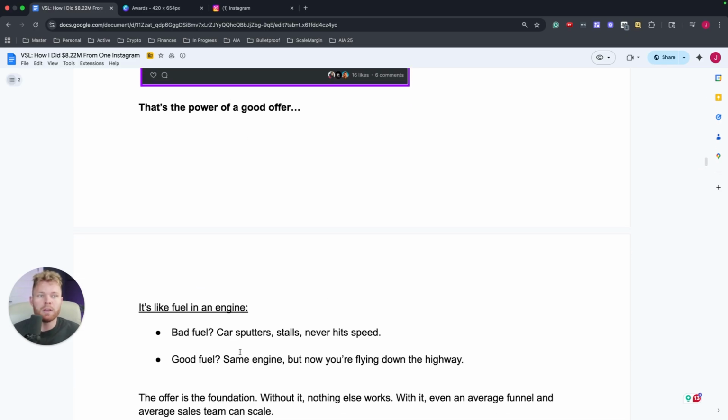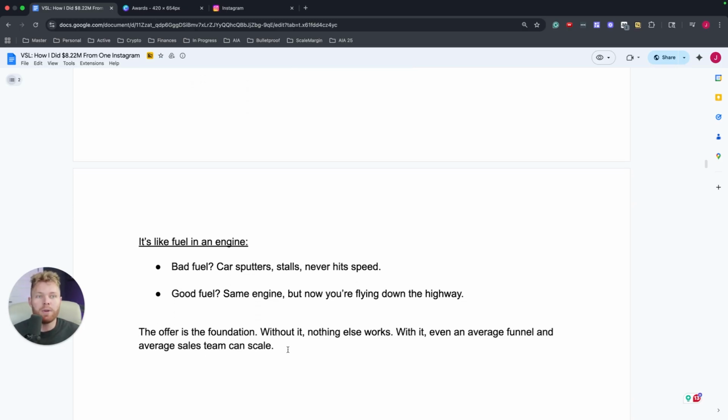Bad fuel, car sputters, stalls, and it never hits speed. It consistently breaks down, which eventually leads you to kicking the car, selling the car, leaving the car on the road, whatever it might be. But if you have good fuel with the same engine, now you're flying down the highway. The offer is your foundation. Without it, nothing else works.